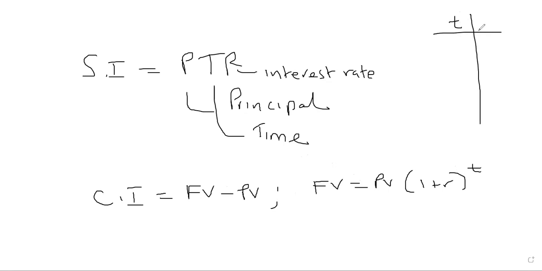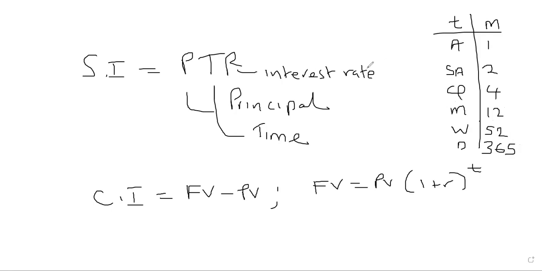Years. So when it's compounded annually, it means it's earning interest once. If it's compounded semi-annually, it means earning interest twice. If it's compounded quarterly, it's 4 times. Monthly is 12 times. Weekly is 52 times. Daily, it is 365 unless otherwise mentioned. So this is our guide.